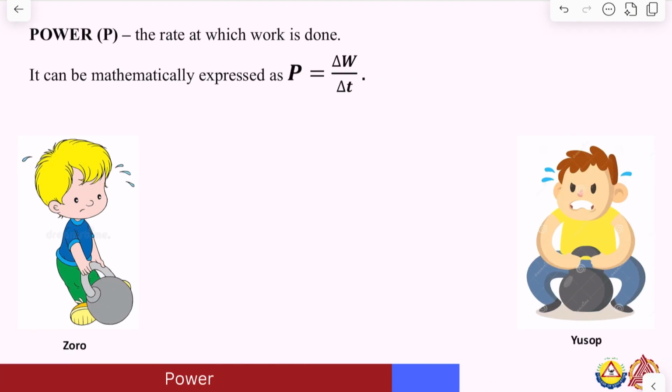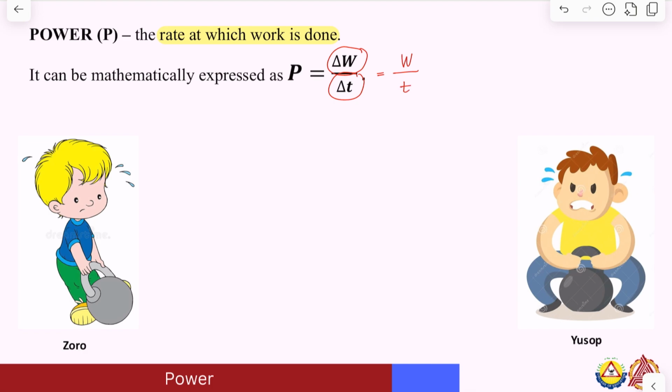So power is simply the rate at which your work is being done, or in more colloquial terms, this simply quantifies how fast the work is being done. Mathematically, it's expressed as the change in work over the change in time, or simply the work over time.